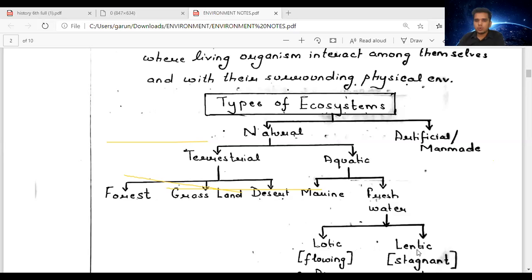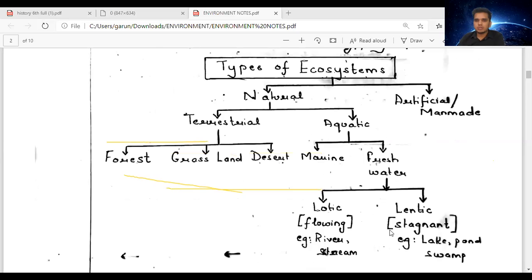Lotic means flowing, lentic means stagnant. Lotic: rivers, streams. Lentic, for example: lake, pond, and swamp. Okay.